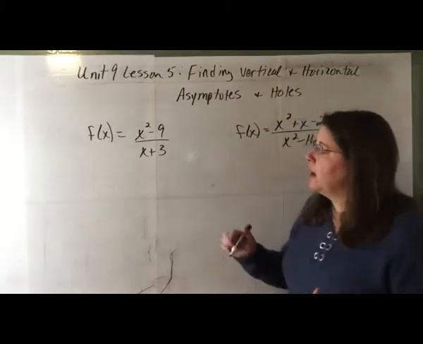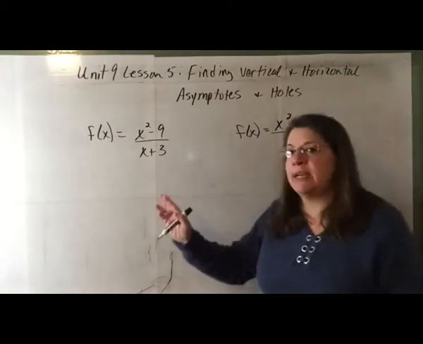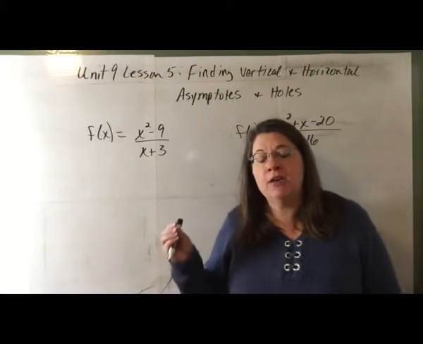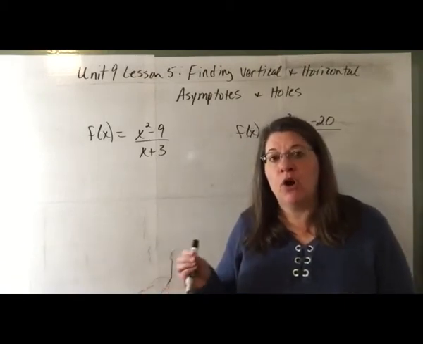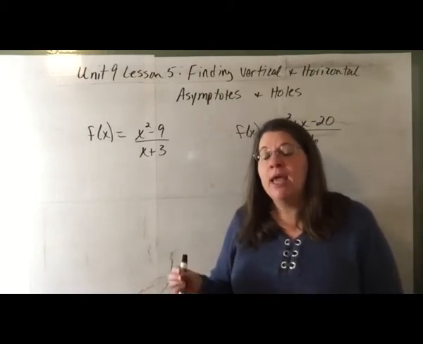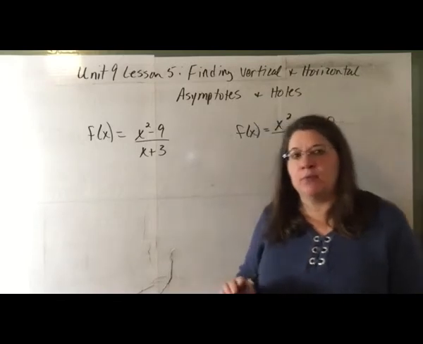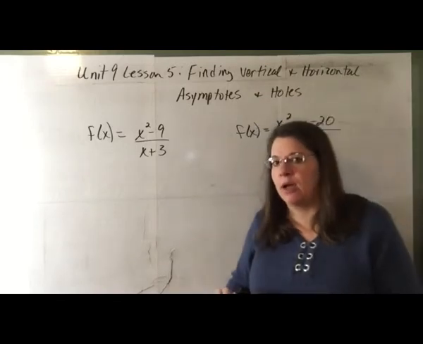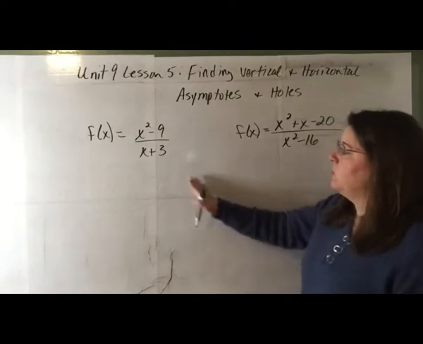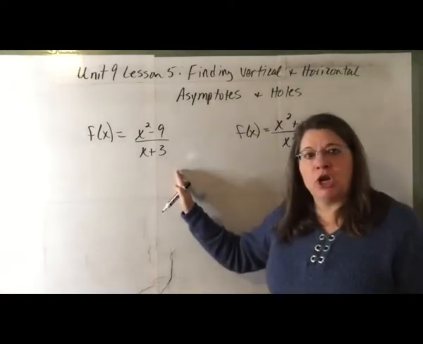And so basically we need to talk about first what an excluded value is and how to determine whether excluded values are holes or asymptotes. And then we'll talk about horizontal asymptotes. Those are kind of separate altogether. But with vertical asymptotes, that's what we're going to talk about first.